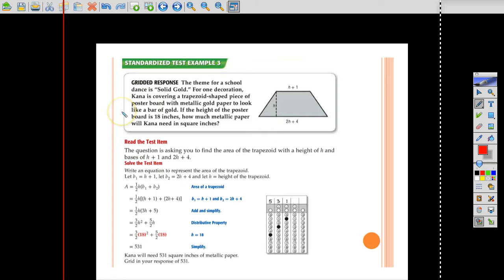Okay, here is a standardized test example. Alright, graded response. The theme for a school dance is solid gold. For one decoration, Kenna is covering a trapezoid-shaped piece of poster board with metallic gold paper to look like a bar of gold. If the height of the poster board is 18 inches, how much metallic paper will Kenna need in square inches? Okay. So they're asking you for the area.